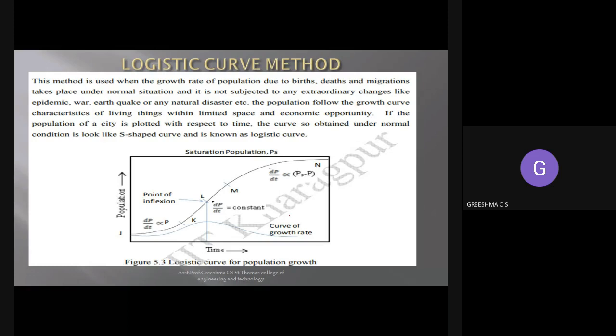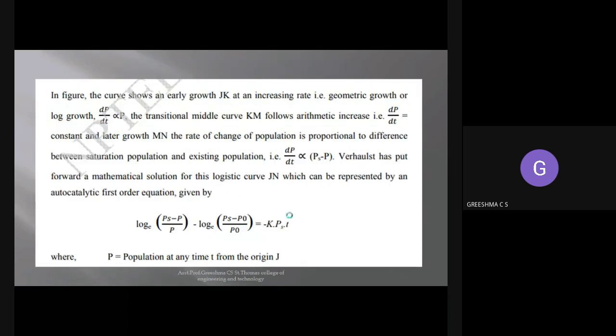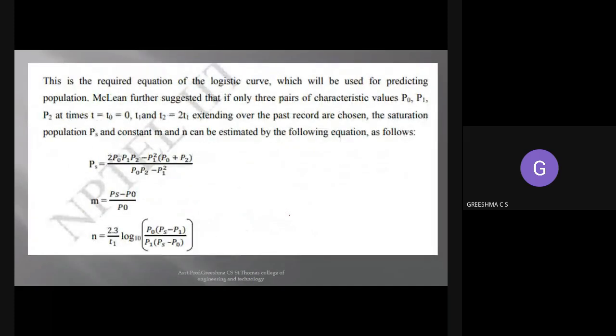Next method, the logistic curve method. This is the last method to find out the population. Here, using the logistic curve, you find out the population. You have to study the simple equation here.